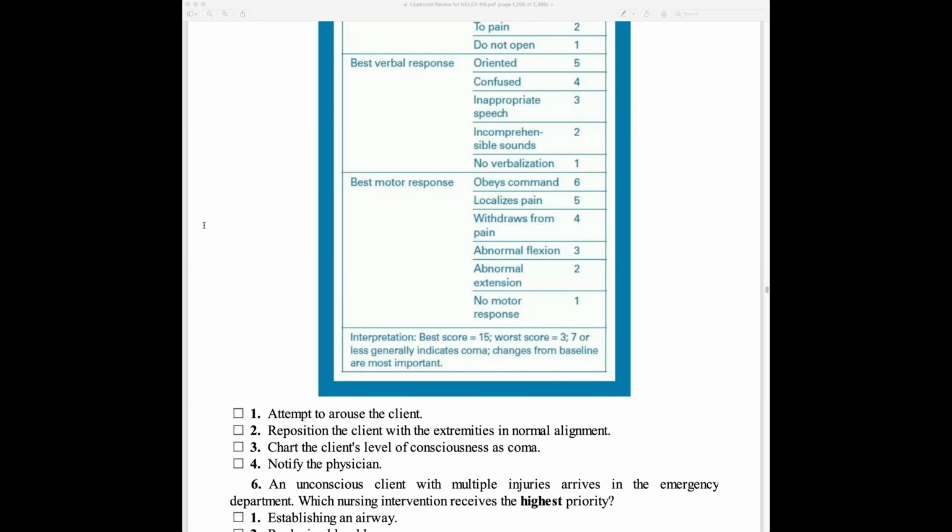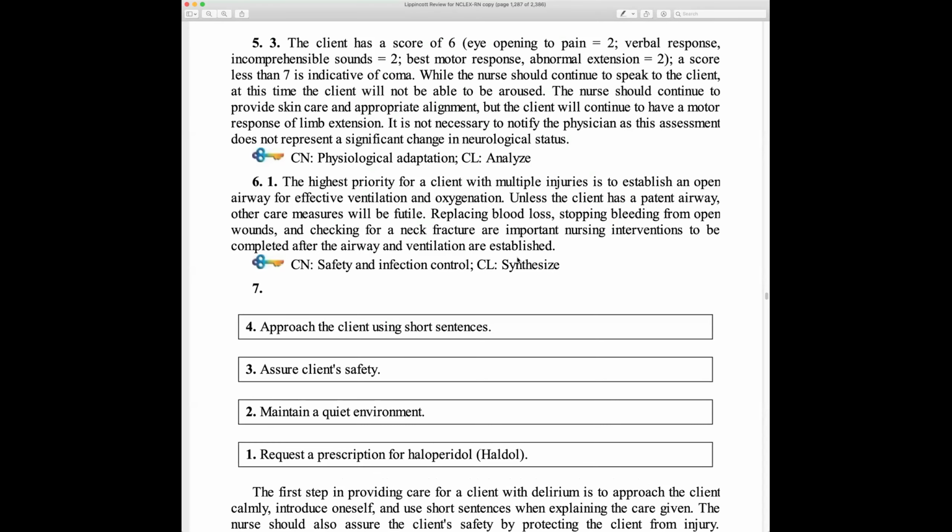Okay, so let me put the rationale up for you. So the client has a Glasgow Coma Scale score of 6, so very good job. A score of 8 or less is indicative of coma. While the nurse should continue to speak to the client, at this time the client will not be able to be aroused. The nurse should continue to provide skincare and appropriate alignment.